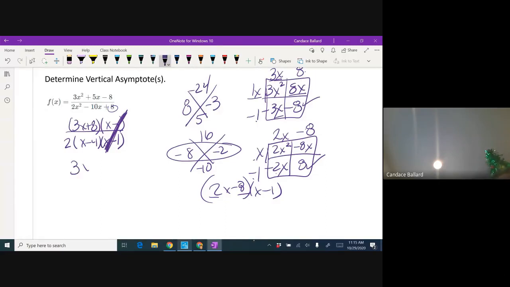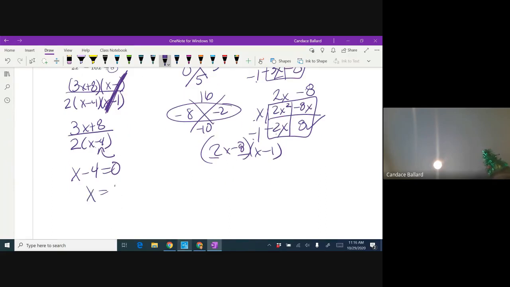What I am really after is what is left behind in the denominator. So what's left behind, that's my vertical asymptote. So I'm going to set that equal only the thing that had the x, though, not the 2. So I'm only going to set the x minus 4 equal to 0, so I know my vertical asymptote is at 4. Okay.